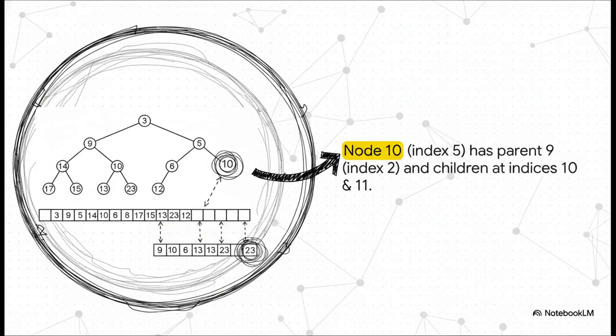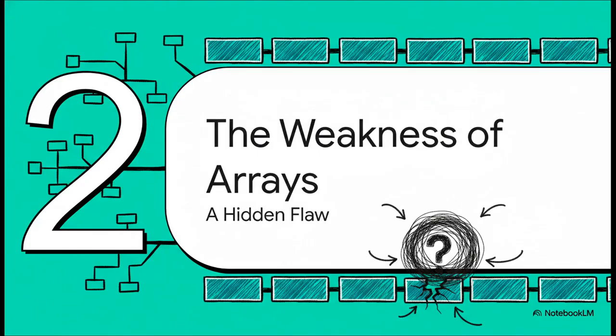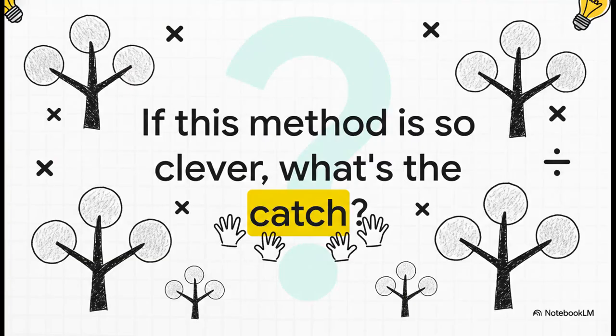It just works. So this array method is fast, it's simple, and it's built on beautiful math. It really seems like the perfect solution, right? But it has one potentially huge hidden flaw. I mean, it seems flawless. If you can find any related node just with some simple multiplication and division, why on earth would you ever use another method? What's the catch here?